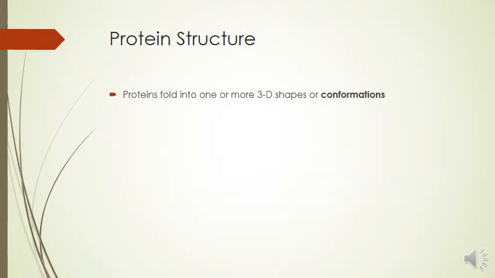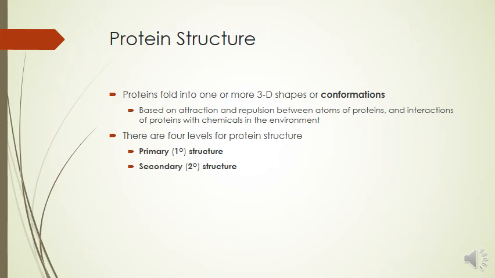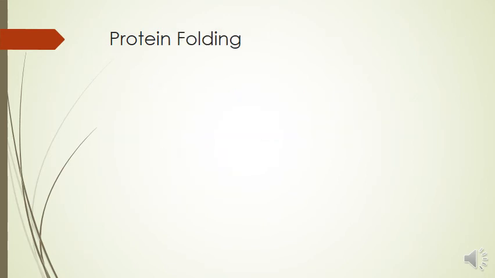In looking at the protein structure, the proteins fold into one or more three-dimensional shapes or conformations. Based on attraction and repulsion between atoms of proteins and interactions of proteins with chemicals in the environment, there are 4 different levels for protein structure: a primary structure, a secondary structure, a tertiary structure, and a quaternary structure.